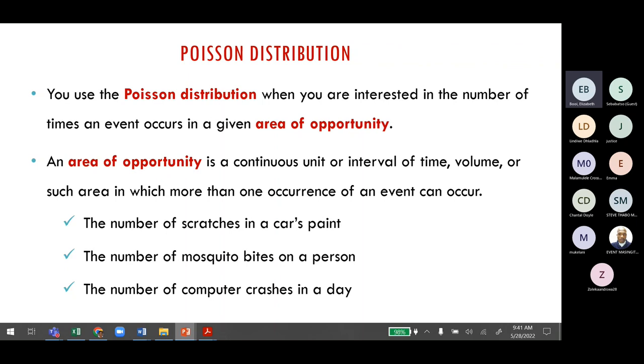So we've looked at the binomial table, right? Now let's look at the Poisson table so that then we can go into the exercises. Poisson is also from a discrete process. So we use Poisson distribution when we're interested in the number of times an event occurs in a given area of opportunity. And what do we mean by the area of opportunity? We mean that will be a continuous unit, no longer a discrete counting process, but it also follows from a counting process, but this one is a continuous unit or at an interval unit of time.